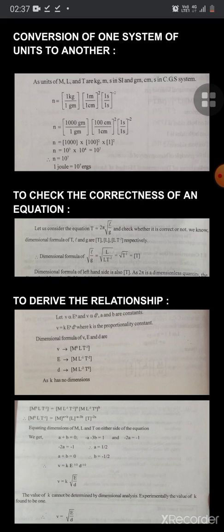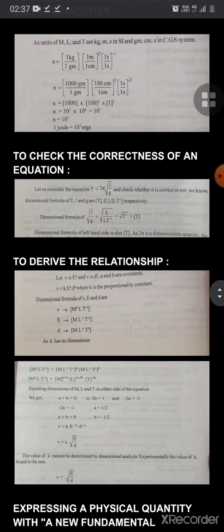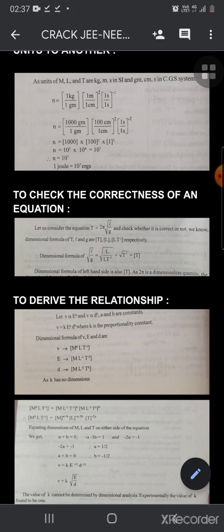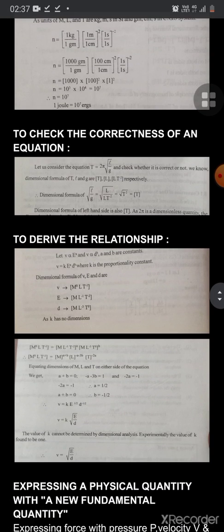In this way, we can convert one system of units to another simply by taking the fundamental physical quantities M, L, T in SI and CGS units.